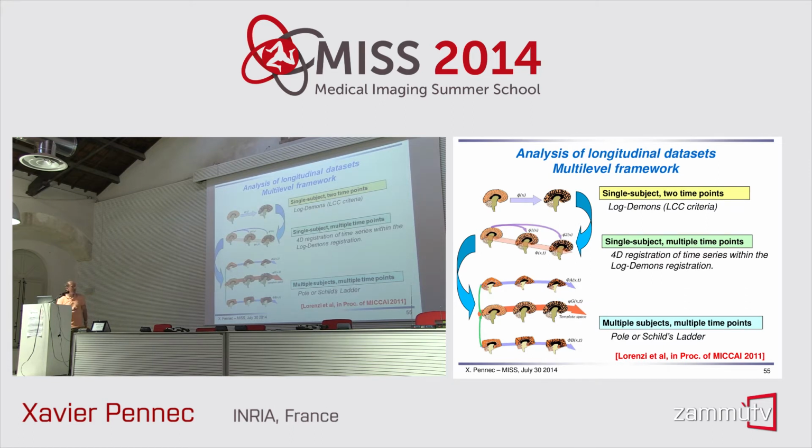The global method that we end up with is the following. If we have a single subject and two time points, then we have the log-Demons. If we have more time points, then we can do a linear regression. So it's basically fitting the geodesic in our affine space of deformations that best explains all the deformations. Now we have a parallel transport method to bring all these trajectories into the template space, and now we can do the group-wise analysis.